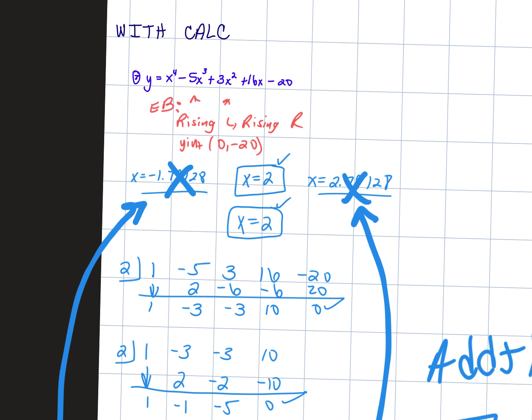Can the y-intercept count as an additional point? It depends. If they ask you for the y-intercept specifically, then no. Like if there's a line for y-intercept and then there's additional points, don't list it twice.